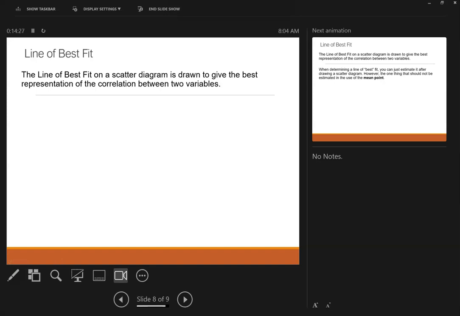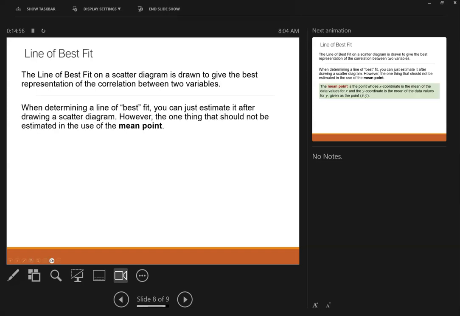So the next thing we're going to talk about is the line of best fit. The idea is that we want to take our scatter plot and draw in a line that best represents the data. It doesn't mean that line is going to necessarily pass through any of the data points, but we want it to be as close as possible to all the data points. So overall, as close as possible.